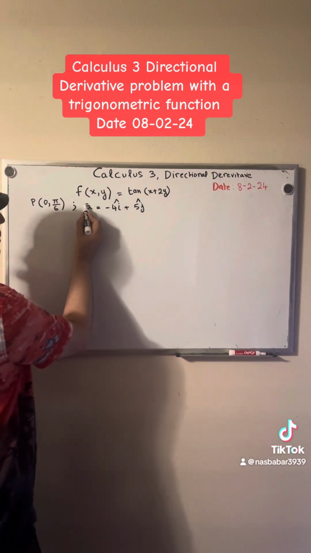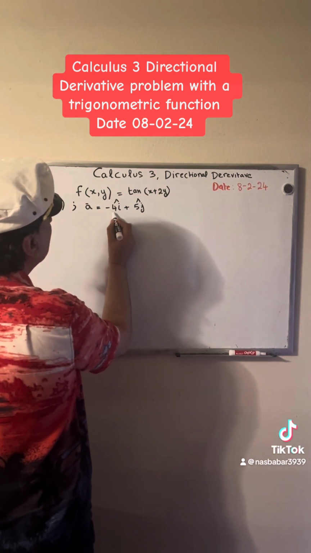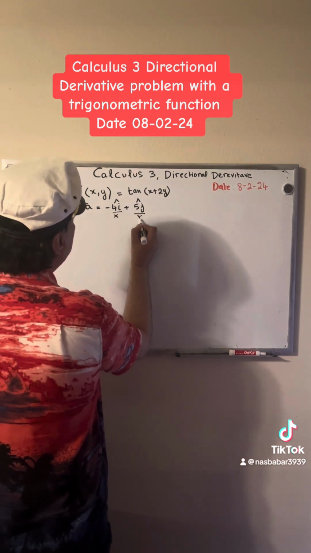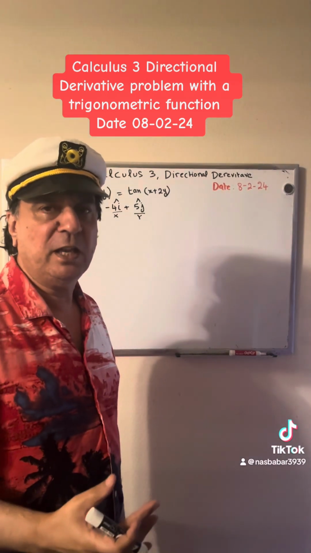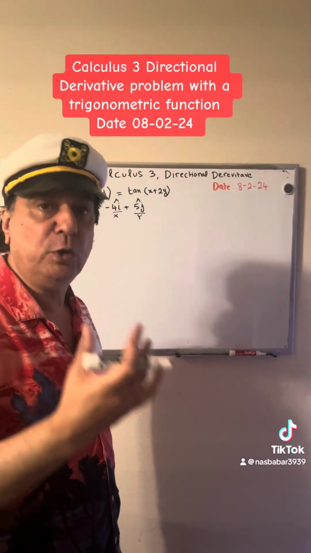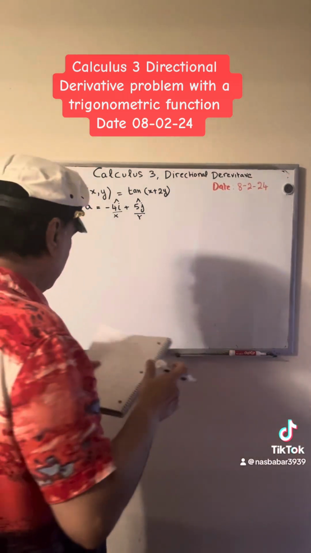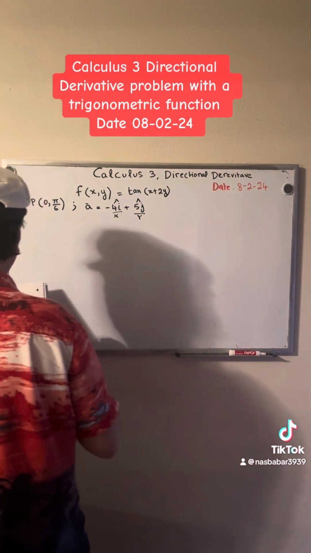Now, this is the vector given. A is equal to minus 4i plus 5j. This is the x component, and this is the y component. The first thing you have to verify is whether it is a unit vector. So how do we do that? What we do is, first of all, we find the length of the vector.